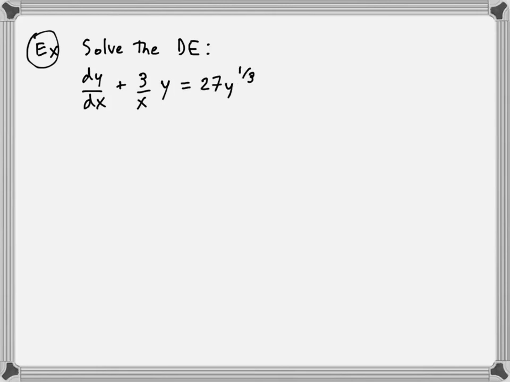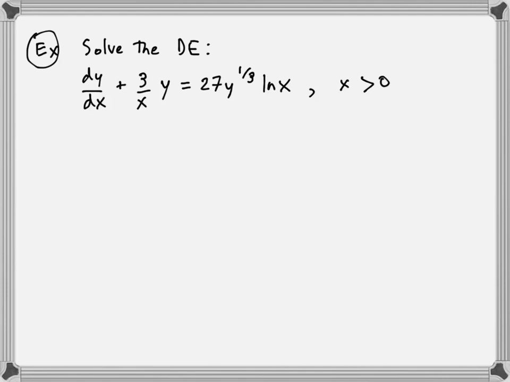So we're going to solve the differential equation. This one is dy/dx plus 3 over x times y is equal to 27 y to the 1/3 times natural log of x. And they are telling us that x is positive. That's a given in the problem. So what do we notice here?